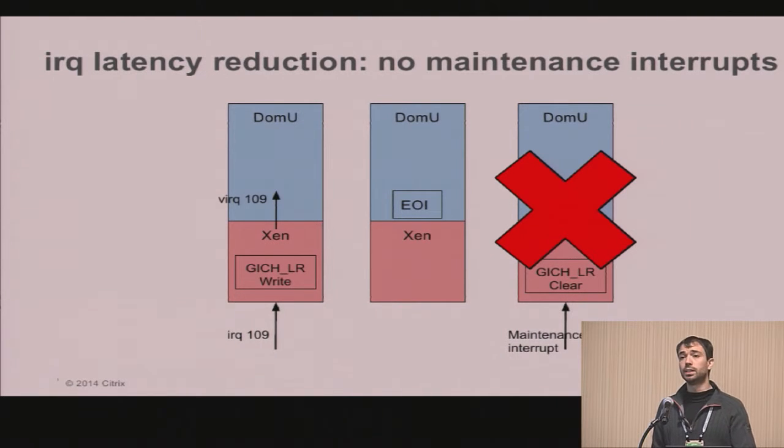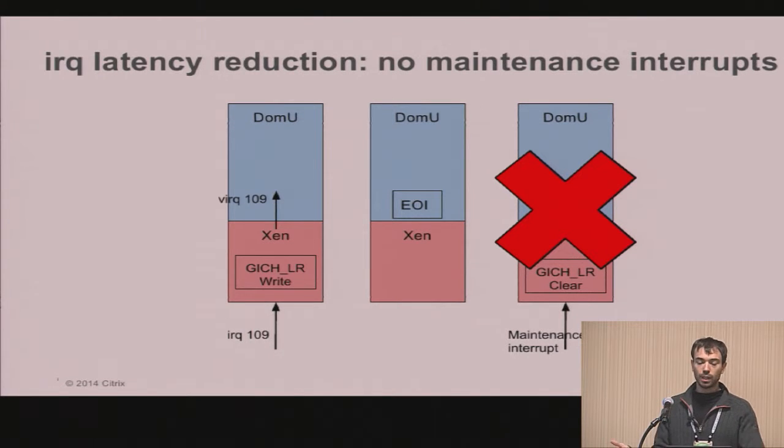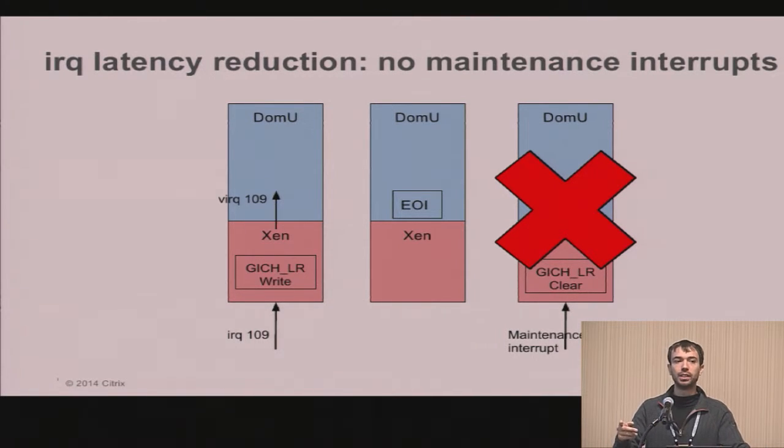So getting rid of the maintenance interrupts simply means getting rid of the second interrupts. That means receiving only one physical interrupt for each physical interrupt rather than two, like we did before. And this is why it's a performance improvement.